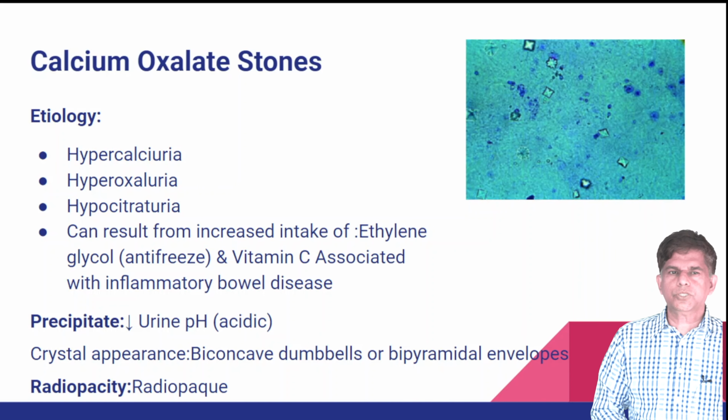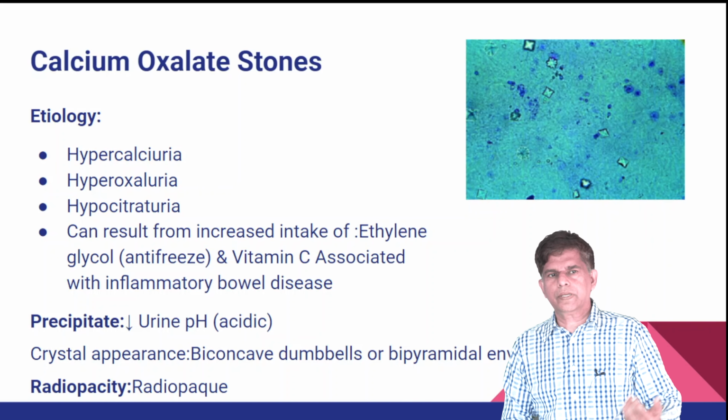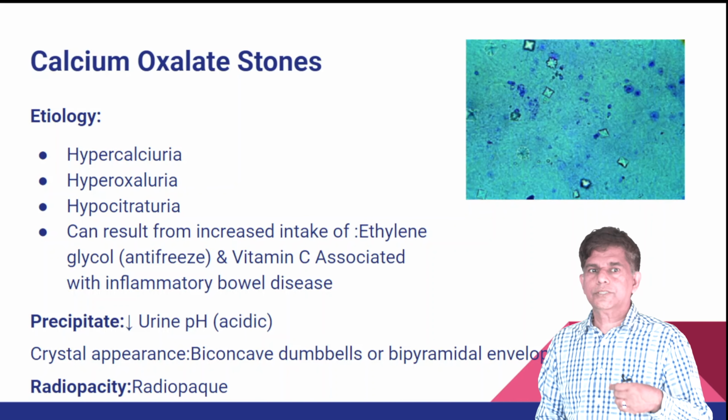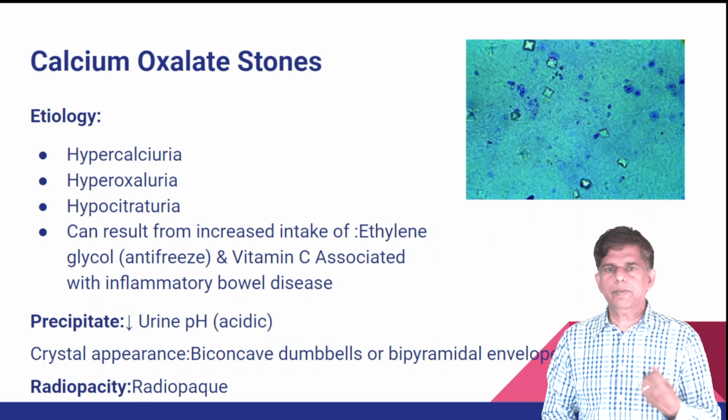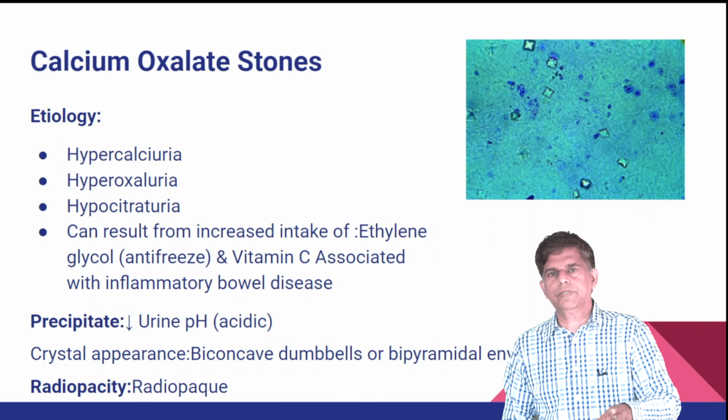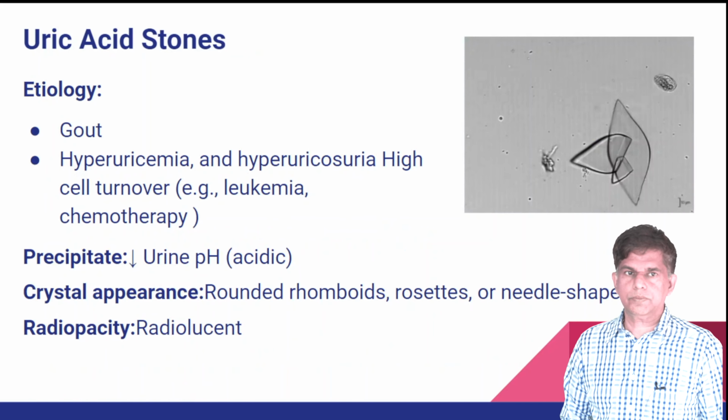And the precipitate also decreases urine pH, it precipitates crystals. Look at it, it's biconcave dumbbells and the bipyramidal envelope and radio opaque. Remember, calcium oxalate, you have to know because 75% of the stones are calcium oxalate.